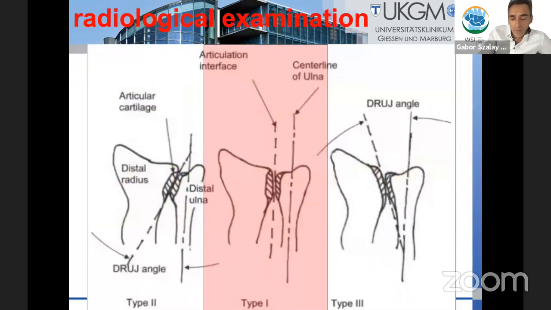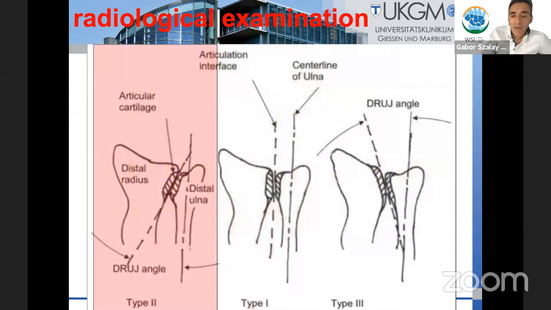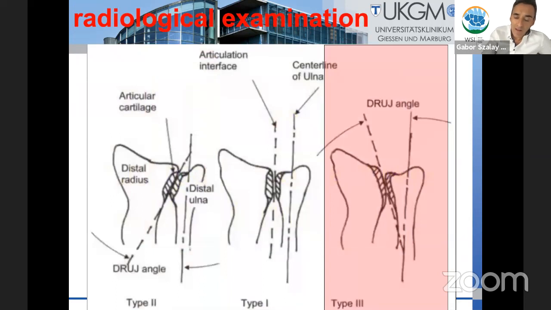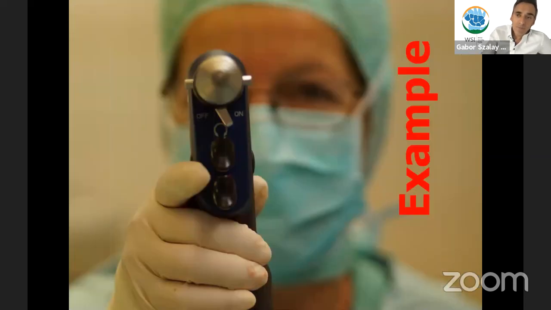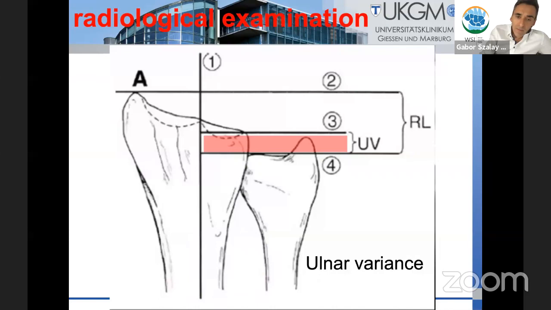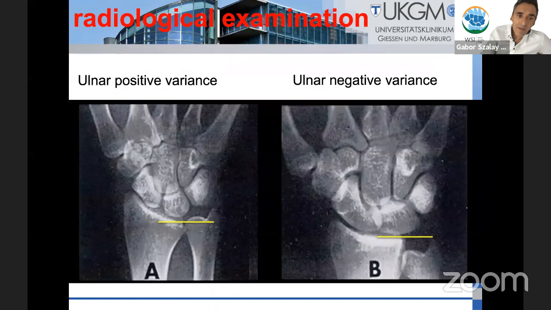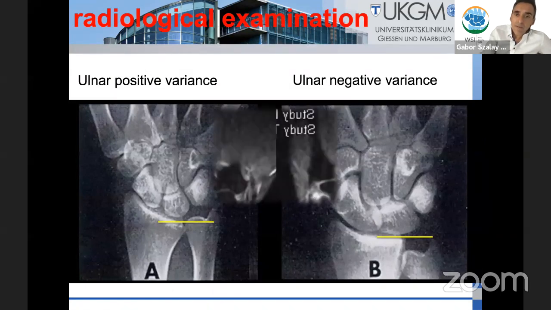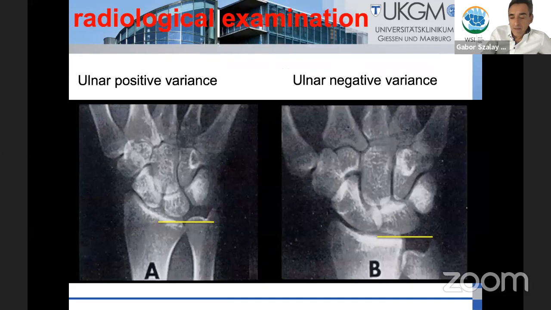Before we start to talk about ulnar shortening, you have to know that there are 3 different types of distal radioulnar joints. Somebody before already mentioned it: type 1, type 2, and type 3. So you have to look at the angle of the distal radioulnar joint. Here is a typical type 1 distal radioulnar joint, and on the right side, type 3. The ulnar variance is also very important, and the red line is the ulnar variance: on the left side, an ulnar positive variance, and on the right side, ulnar negative variance.